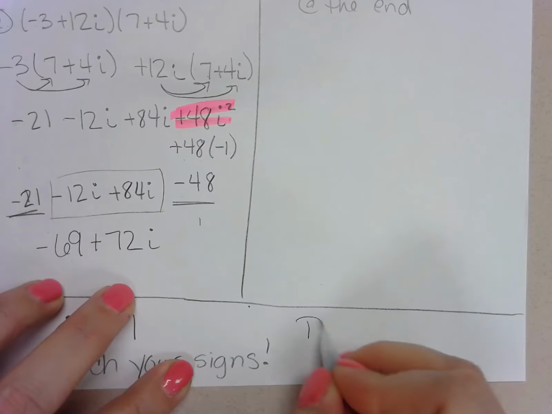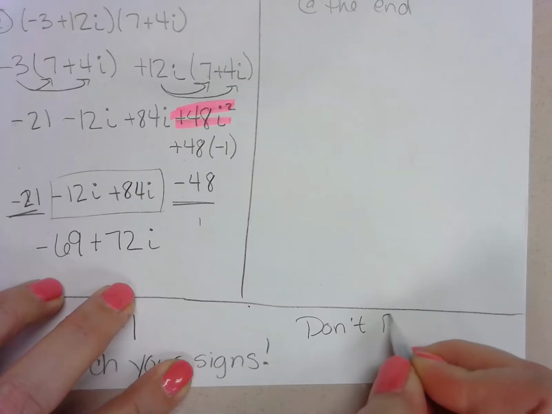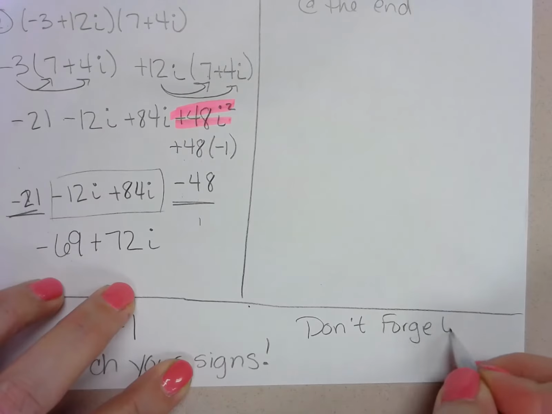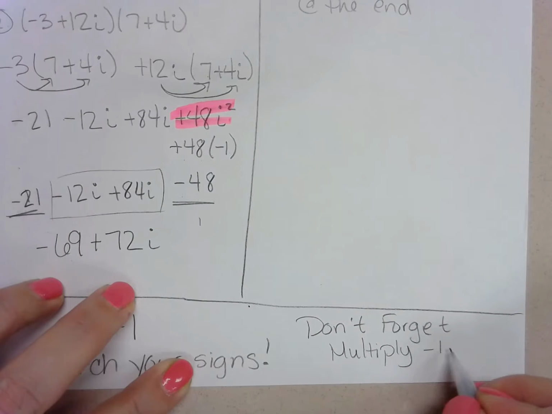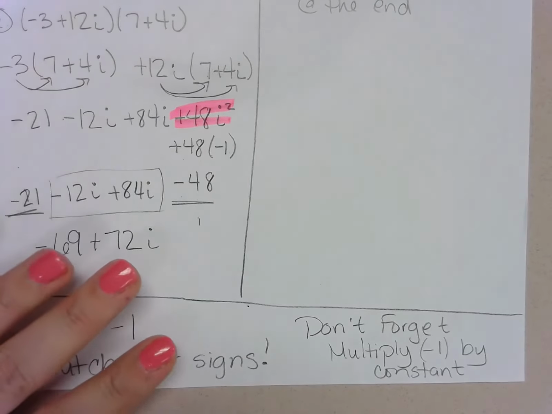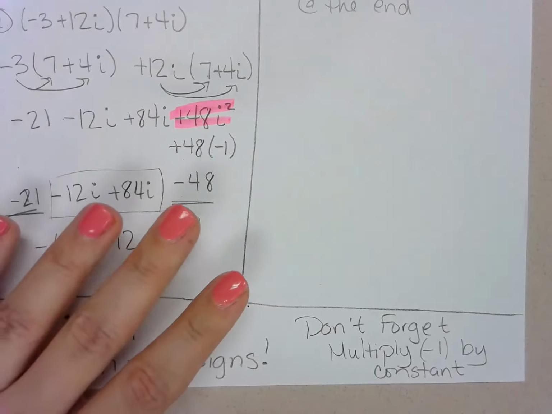Also, don't forget, when you change i squared to -1, you need to multiply -1 by the constant, that plain number that's in front of it. You need to make that multiplication happen. So let's do a couple more problems.